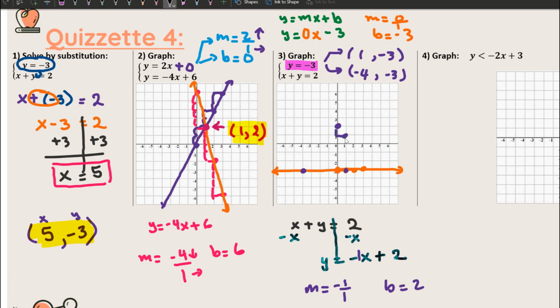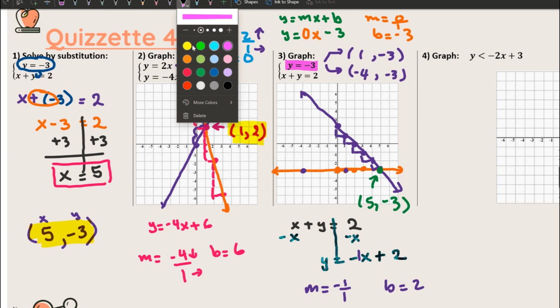So we begin at 2. Down 1 over 1, down 1 over 1, and so on and so forth. I'm sorry, my line is not straight. Let me fix this really quick. Go back. Alright, here we go. So the intersection point is right here, which is (5, -3).